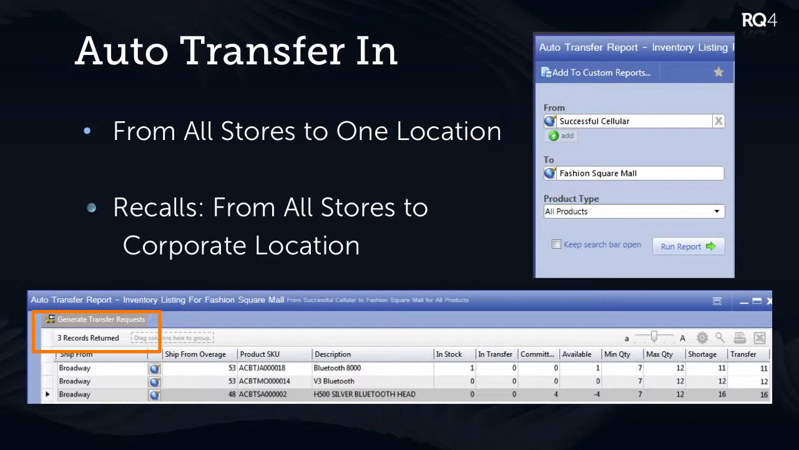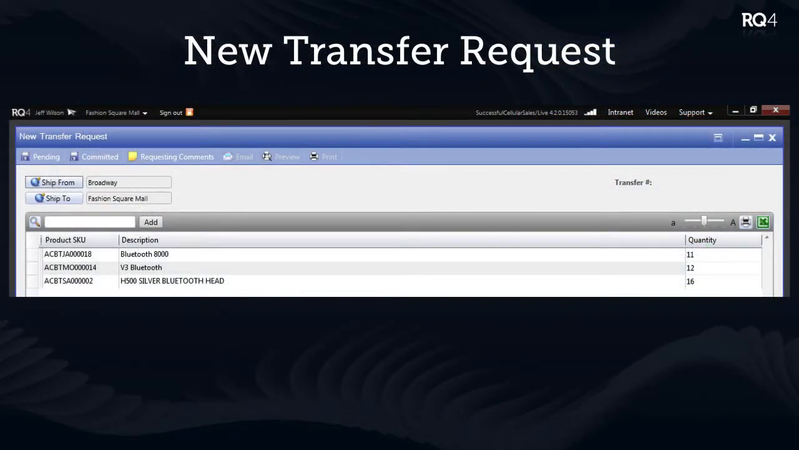We would run the report. It would give us a return on exactly what we would be able to ship from overage, which theoretically would be every product because we would have set the minimum to 0. The auto transfer in report offers a generate transfer request button that I've highlighted, and this is going to get the process started for you automatically. Once you click on generate transfer, a new transfer request is created. You can take that one step further and automatically populate an email for the sales manager, the inventory manager at that store, whoever's going to be responsible for fulfilling that order.